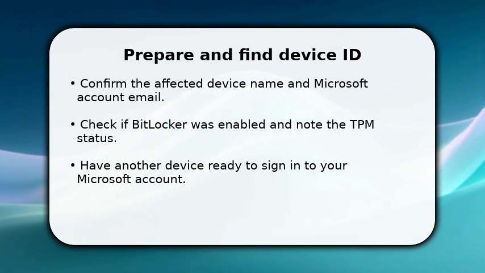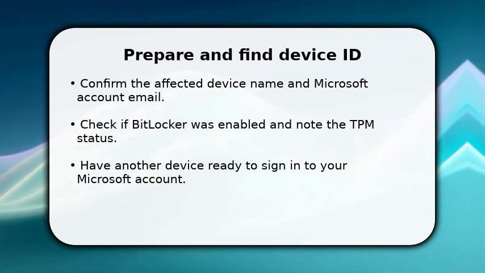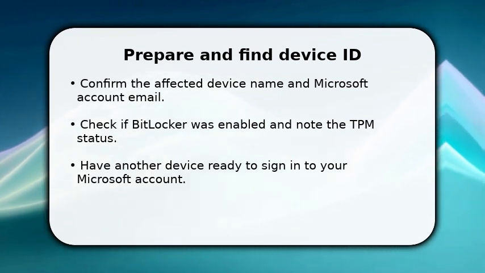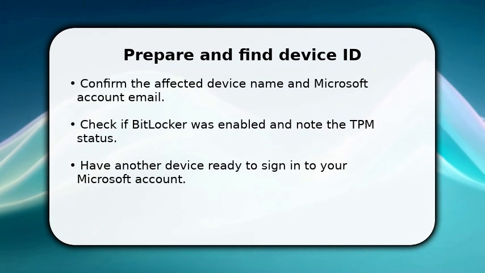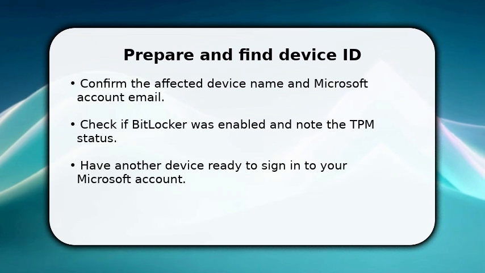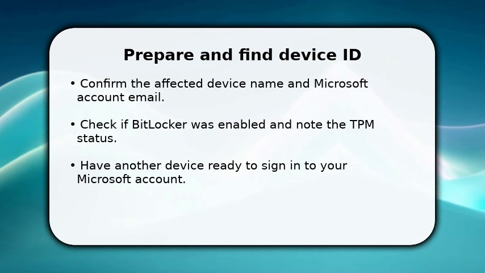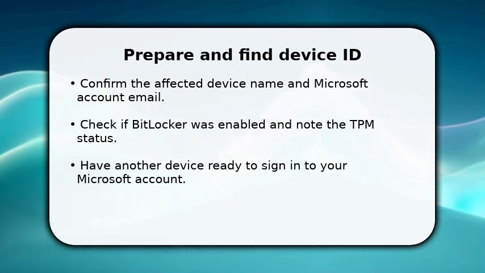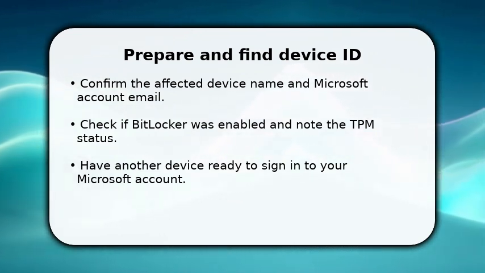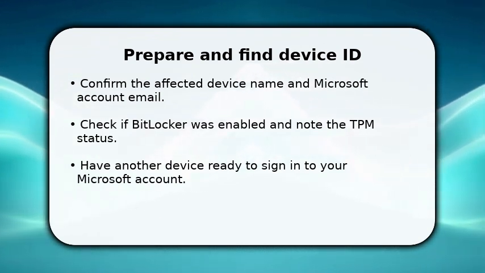You start by confirming the device and account tied to the recovery key. This is crucial. Sign in to the same Microsoft account you used on the locked PC because Windows stores keys there. Once done, note whether BitLocker used TPM or a password. This changes where keys appear. Make sure you have a working internet device and your account credentials ready. Do not reboot the locked PC yet, because you will be retrieving the key first to avoid data loss.